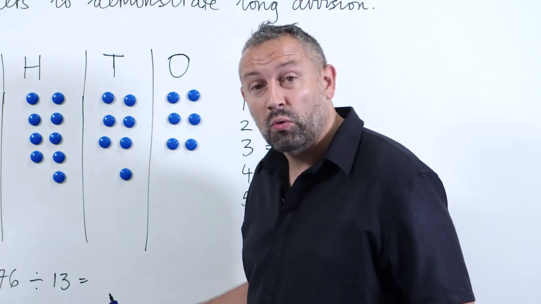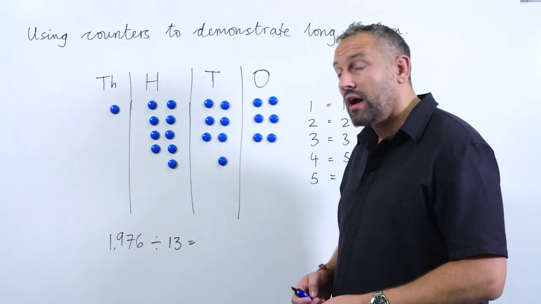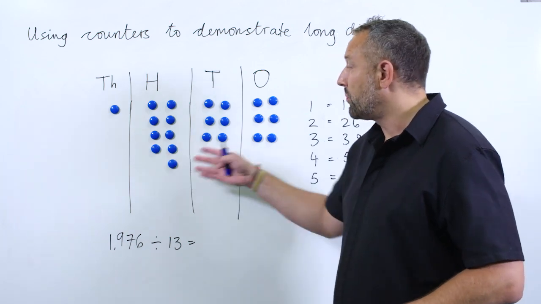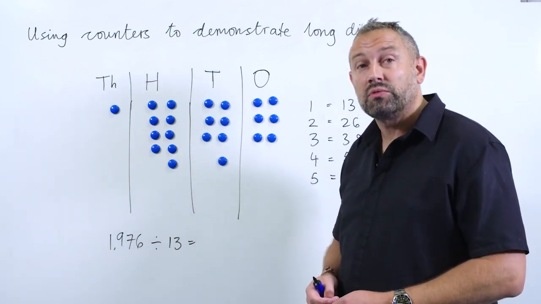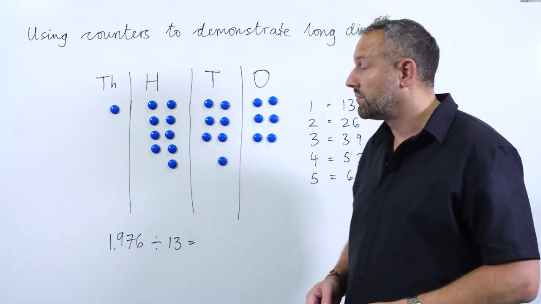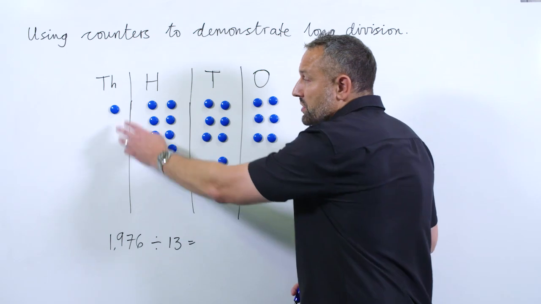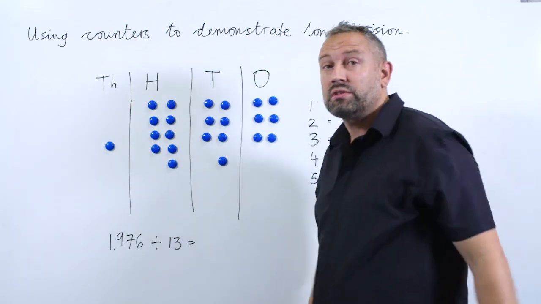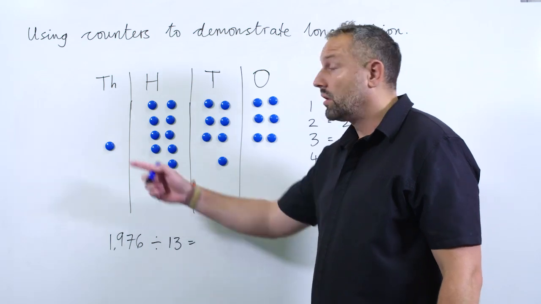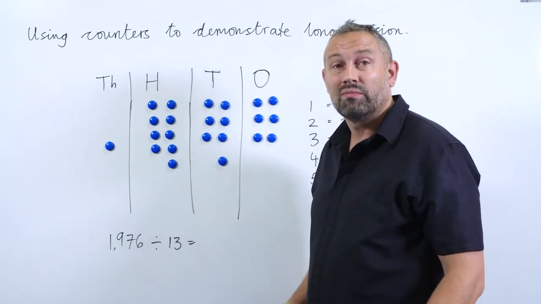Okay, here's our question. We have 1976 divided by 13. You can see that I've placed the counters in the place value columns, and again that helps the children really see the value of each counter. Okay, so first of all we'll start with the thousands, as that's the largest column. And how many groups of 13 can we make out of that one counter? The answer is 0.